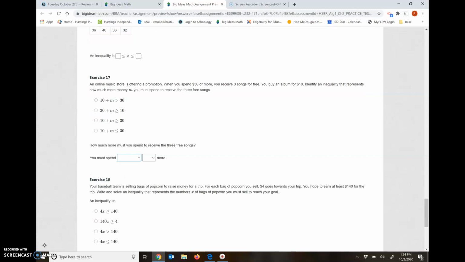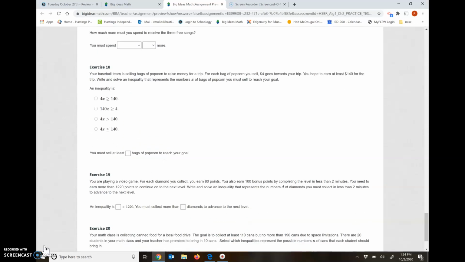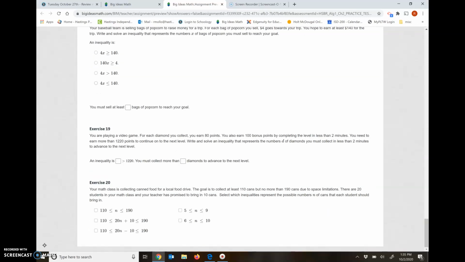17, it wants you to solve or write the inequality based on the sentence there, and then it has a drop down here for you of what your inequality actually says. Same thing for 18, so it gives you a sentence there, and it writes the inequality for you, and then you got to do the math. And then on 19, you actually have to write the inequality.